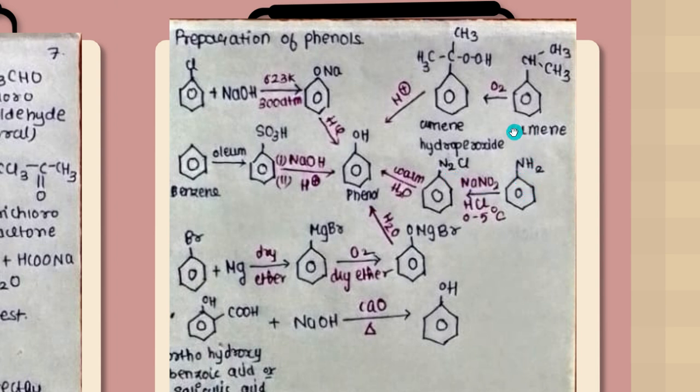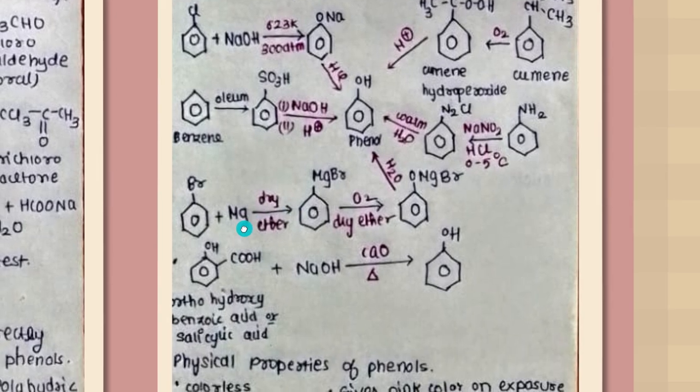Next, coming to this is aniline. Benzene ring attached to NH2 is aniline, right? So this aniline on reaction with NaNO2 in presence of HCl at 0 to 5 degrees Celsius gives us N2Cl. This benzene ring attached to N2Cl is a diazonium salt, benzene diazonium salt. This on reaction with warm water will give us phenol, right?